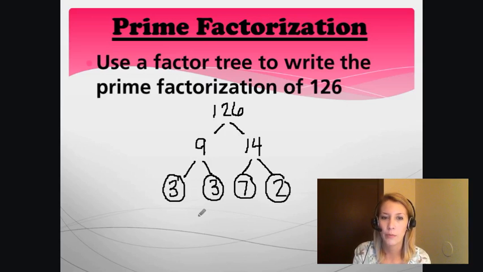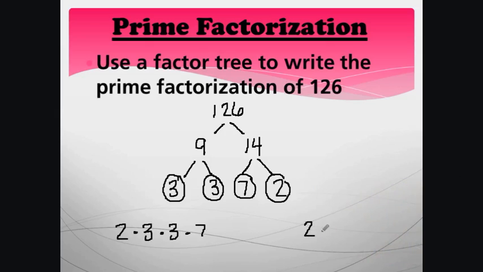And we're going to write out the prime factorization, 2 times 3 times 3 times 7, or another way to write that would be 2 times 3 to the second power times 7, because 3 is being factored 2 times.